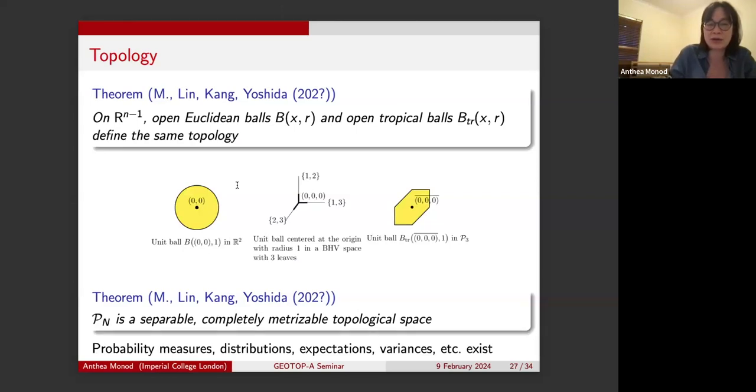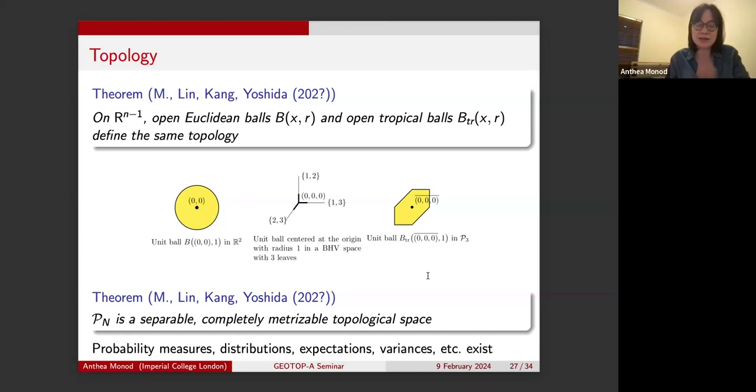One thing that I think is rather nice about the tropical tree space is that the topology is exactly Euclidean, the same topology as in Euclidean space. Here's an example where you can see this. Here's what a ball looks like in Euclidean space, here's what a unit ball looks like in BHV space, and here's what a unit ball looks like in tropical space. So we have a way of comparing the two metrics, and an understanding of what they look like topologically.